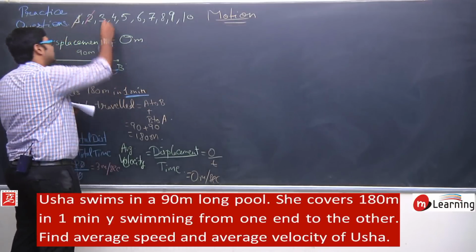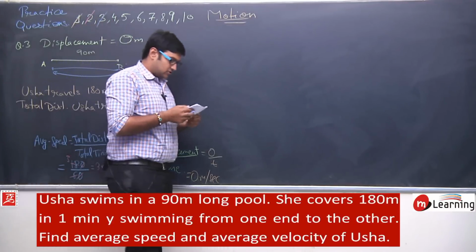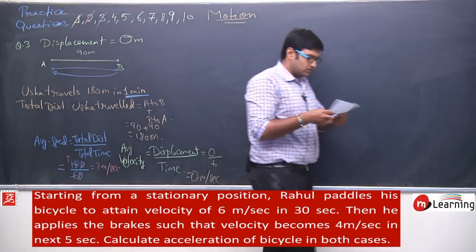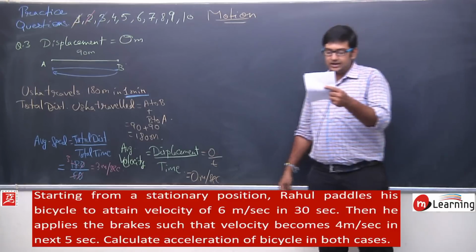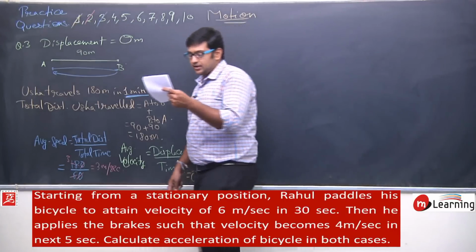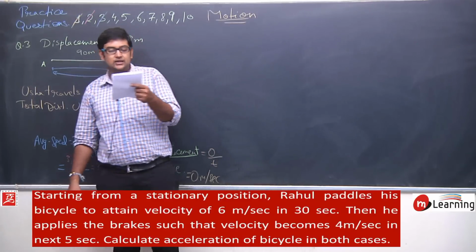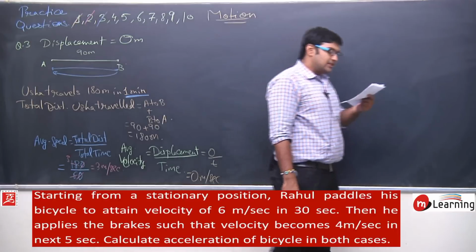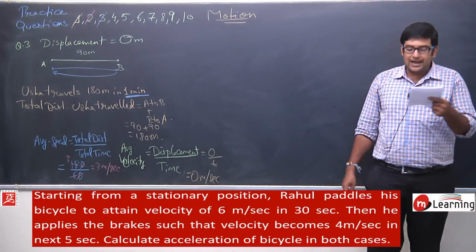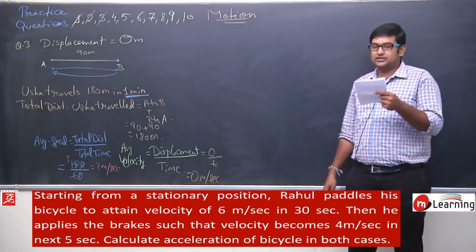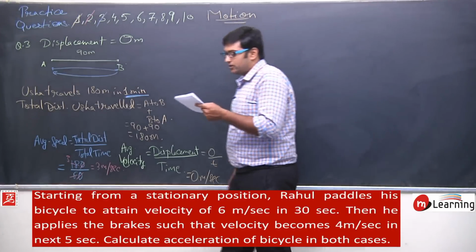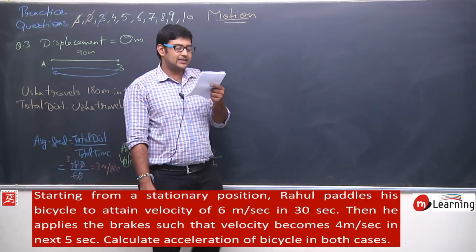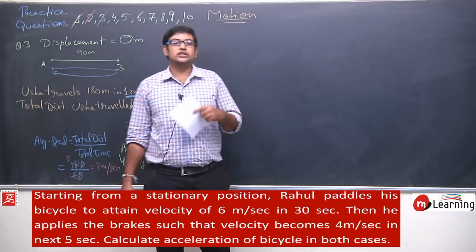Okay, so this completes question number 3. Now let's solve question number 4. Question number 4 says, starting from a stationary position, Rahul paddles his bicycle to attain a velocity of 6 meters per second in 30 seconds. Then he applies the brakes such that the velocity of the bicycle comes down to 4 meters per second in the next 5 seconds. Calculate the acceleration of the bicycle in both the cases.